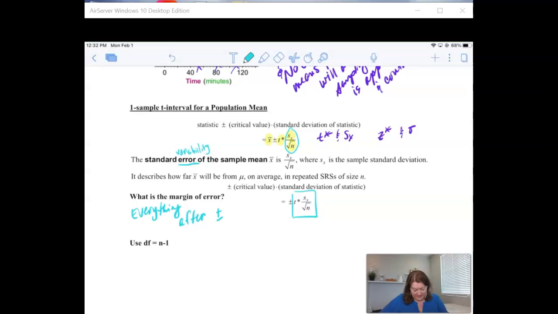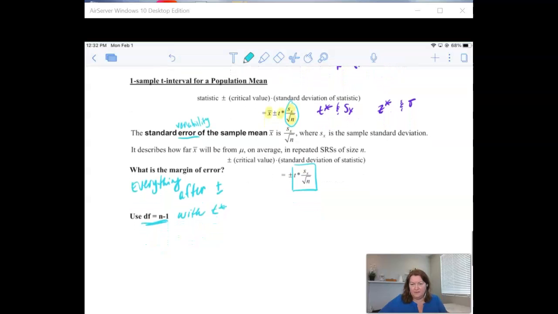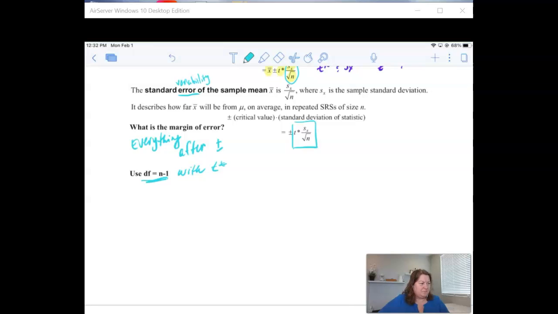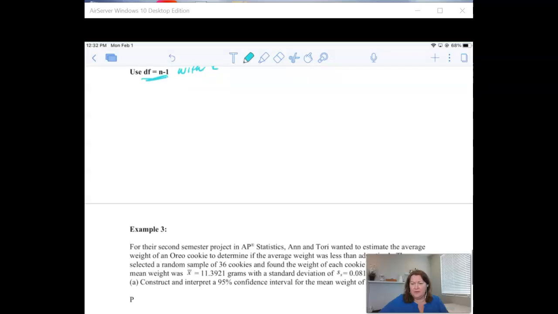And then we have to remember that anytime we're using t star, we're going to have to go calculate the degree of freedom, which is n minus 1. Awesome. All right. Anything else? Let's go through and do an example all the way through and then we are done.